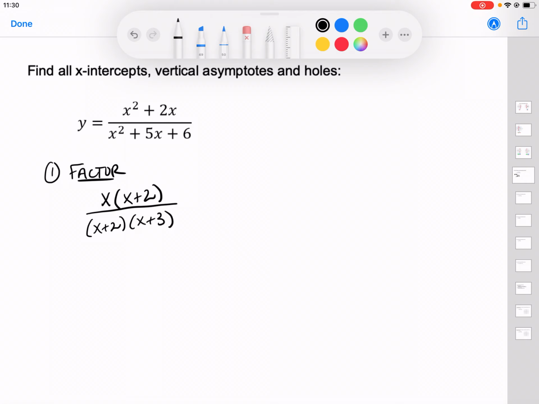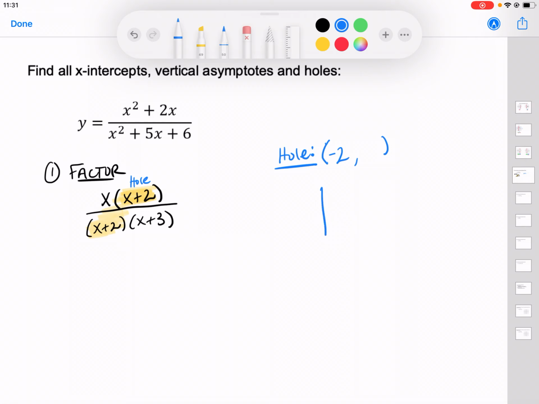And then once we've factored, the first thing I'm going to do is find my hole. Remember, holes are the common factors. So right here, I've got a common factor of x plus 2. I'm going to find the 0 of that. So the 0 of x plus 2 is negative 2. So that's going to be the x value. But you actually need to find the y value as well.